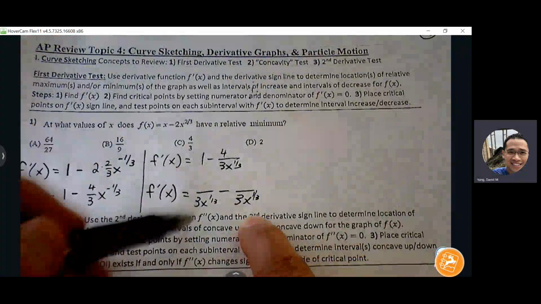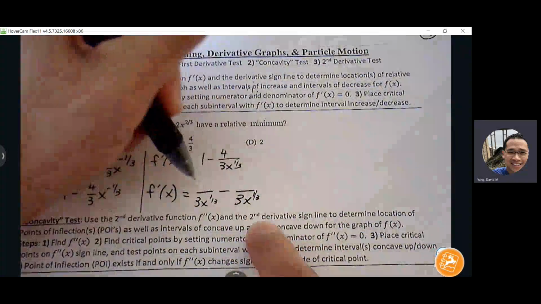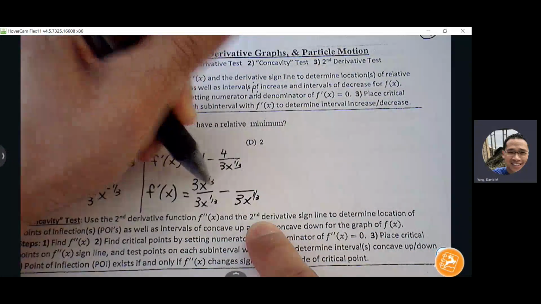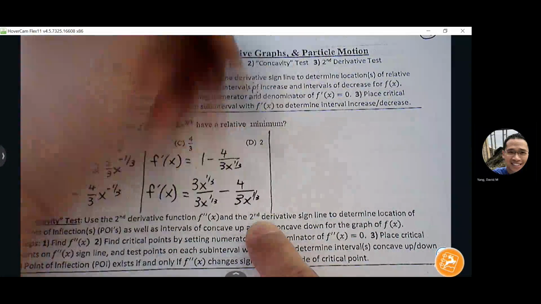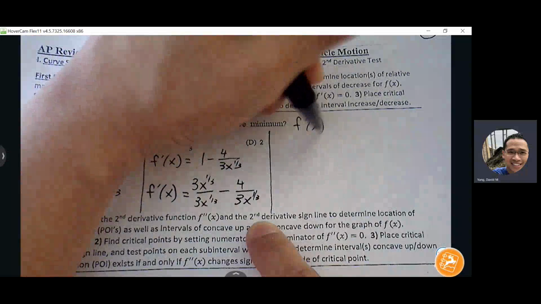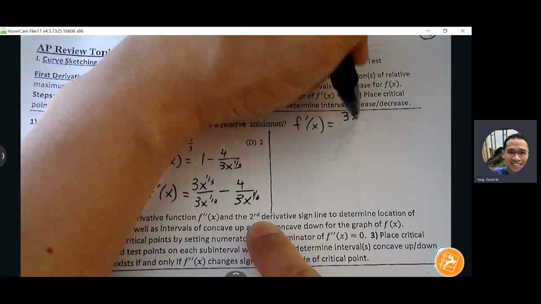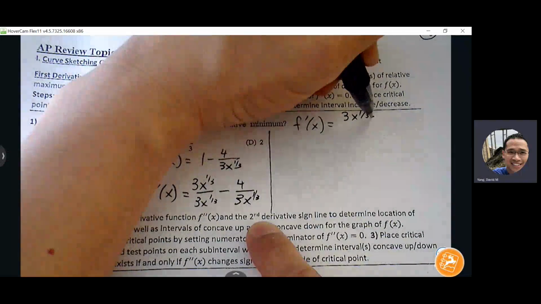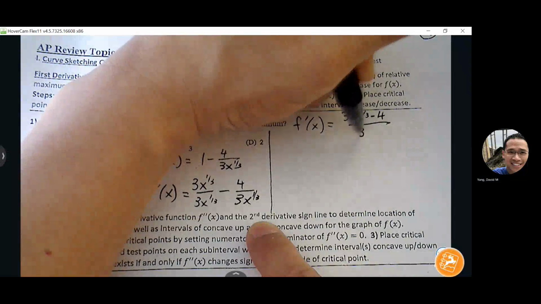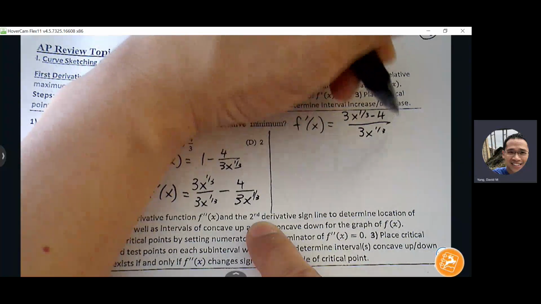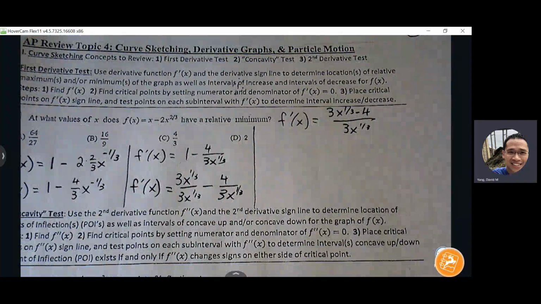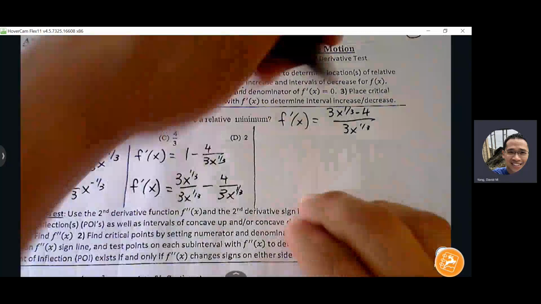So I need to balance each of the fractions. Now this one's easy to balance because the numerators will also be 3x to the 1/3. So now it's a little bit cleaner here. Now I have my numerator and denominator merged together into one fraction. And now I can set both the top and bottom equal to 0. And those are my critical points that I can place onto my sign line. Okay. All right, so numerator first.